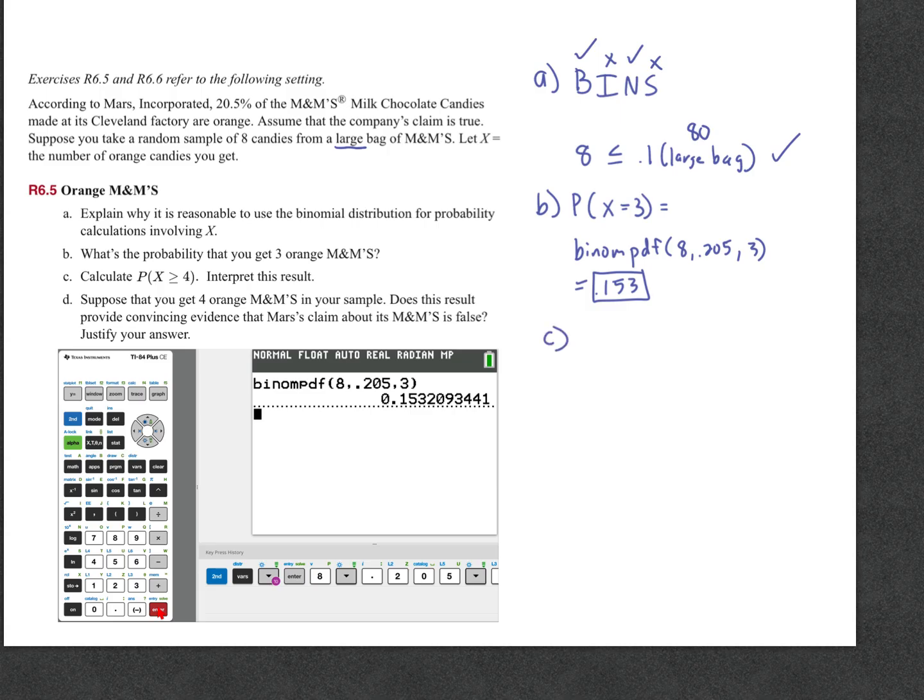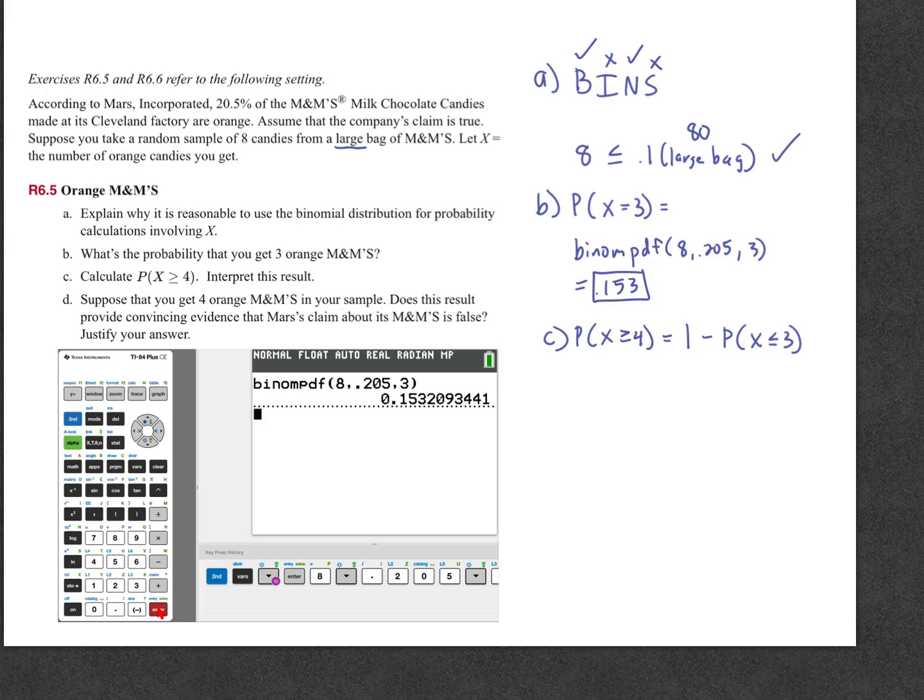Okay, for C, calculate the probability x is greater than or equal to 4. We'll ultimately be doing binomial CDF, but binomial CDF can only do less than or equal to. So if we want to find greater than or equal to, we'll be doing 1 minus. We really want to know the probability of the opposite of greater than or equal to 4, which is less than or equal to 3. So that's what we'll do.